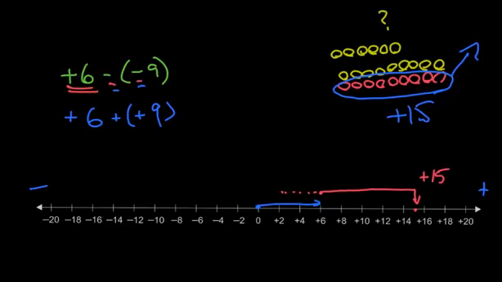So hopefully that helps. We've got the number line and the tiles in there, and the last example was the toughest, but it turns out it doesn't look any different than the first example with just adding.